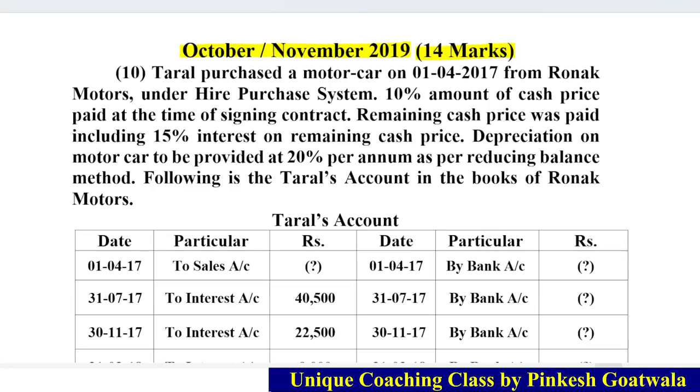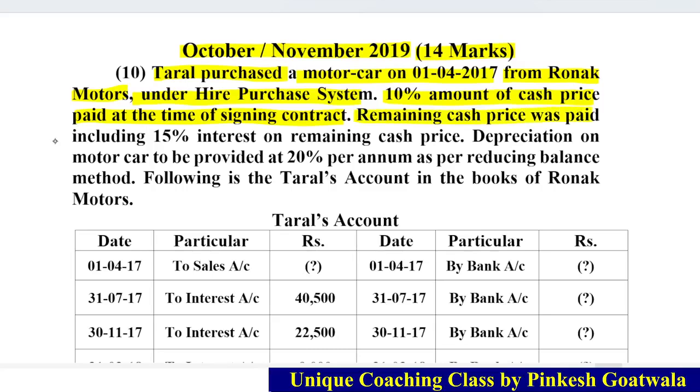So let's start. Taral purchased a motor car on 1st April 17 from Ronak Motors. So here Taral is a buyer, Ronak seller under hire purchase system. 10% amount of cash price paid at the time of signing the contract. It means down payment. કેટલું કર્યું છે? 10% of cash price. And this point comes many times. Okay, we know how to solve this.